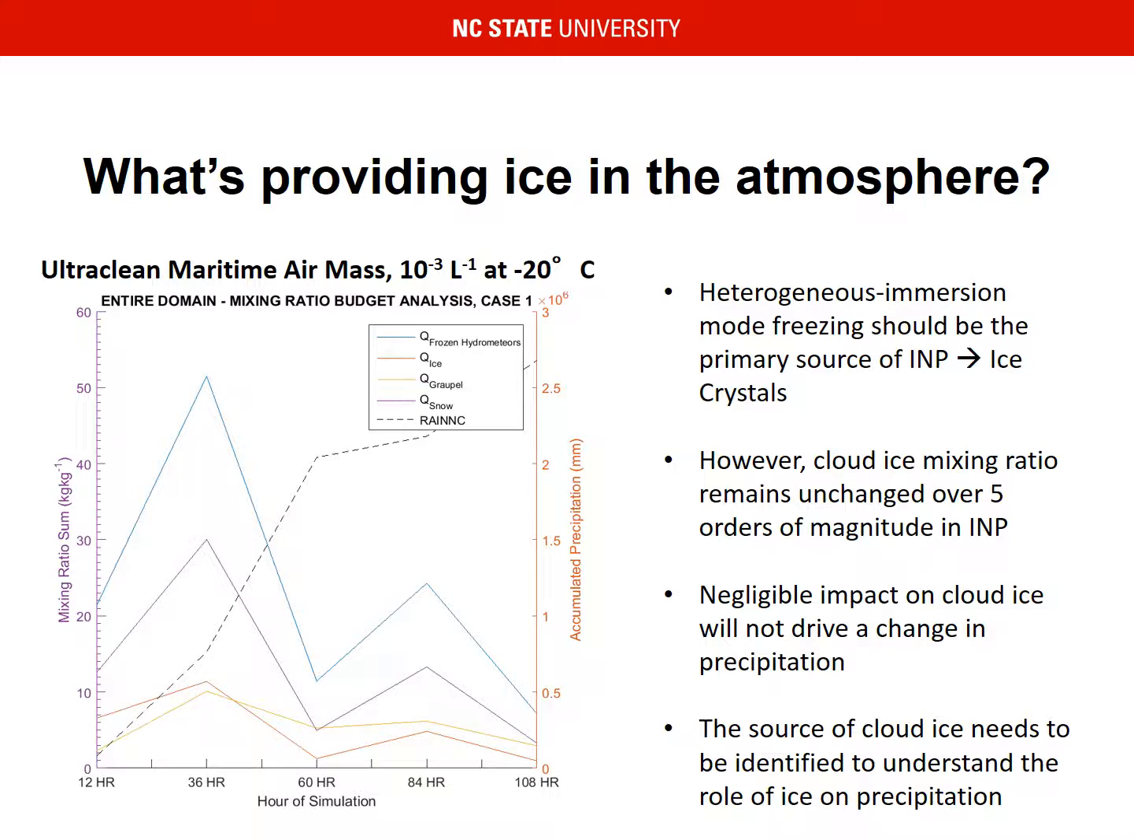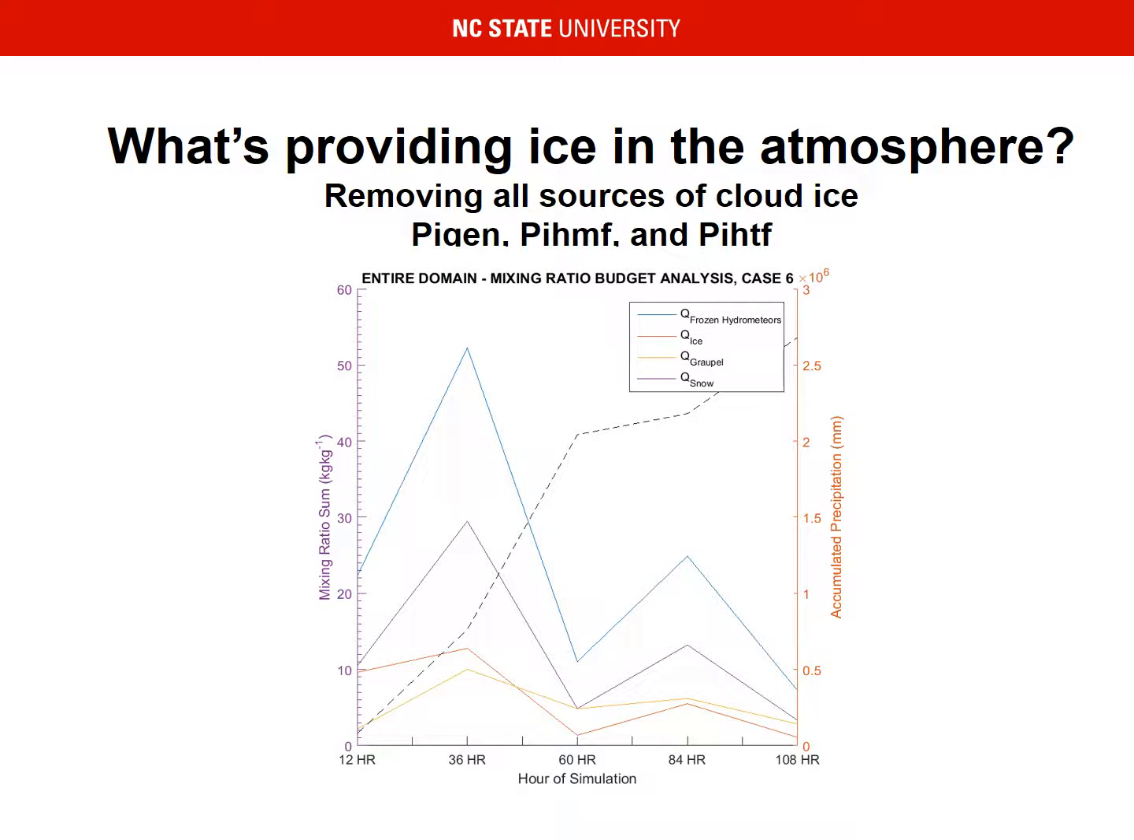So to address that and figure out what is, we went ahead with the 3 equations, the 3 sources of ice in the model, in the simulated atmosphere. So this is the control case, and this is removing the 3 sources. And what we find is that there's still plenty of ice in the atmosphere, shown in the orange line here. So we're not removing any ice from the atmosphere. We also don't see, of course, any impact on the accumulated precipitation.